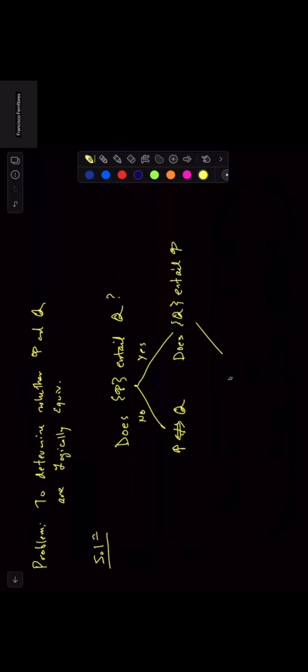And again, the truth tree is going to give us a yes or no answer. If the truth tree says, no, Q does not entail P, then we know that they are not logically equivalent. And if the truth tree says that the set containing Q does entail P, then I know that they are logically equivalent.